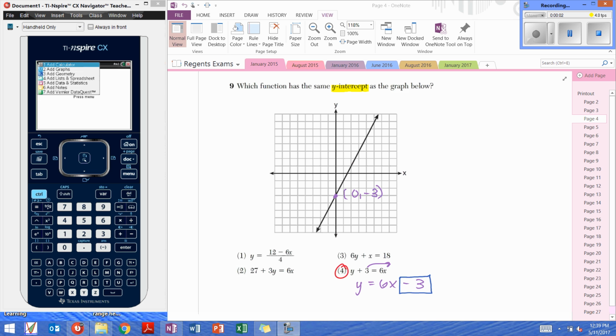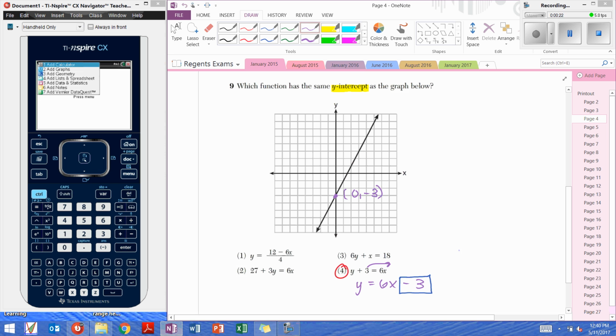Question number 9 asks us which function below has the same y-intercept as the graph below. The first thing that I noticed about all my answer choices is that they are all linear equations, but they're not all written in y equals mx plus b form. Because if we can write it in y equals mx plus b form, we're just looking for the same b.